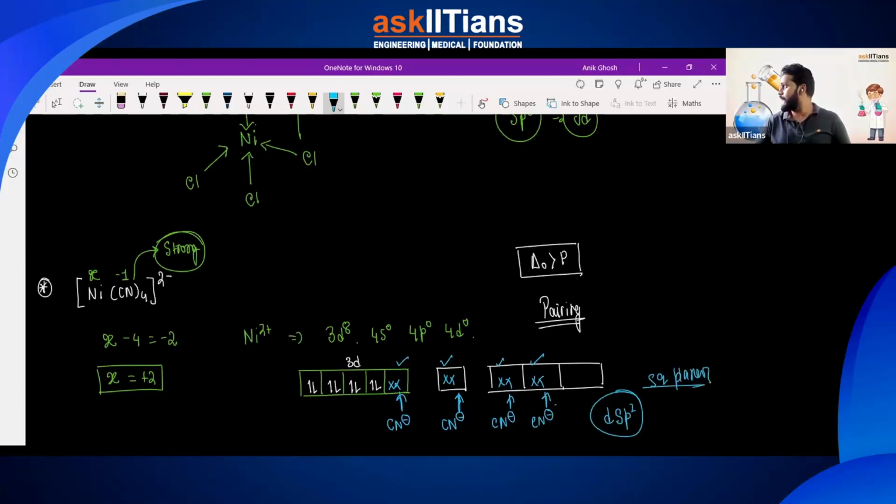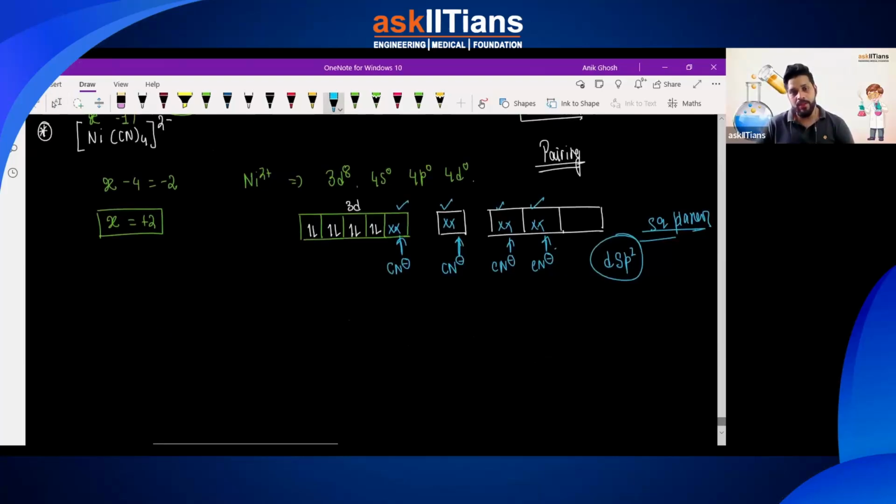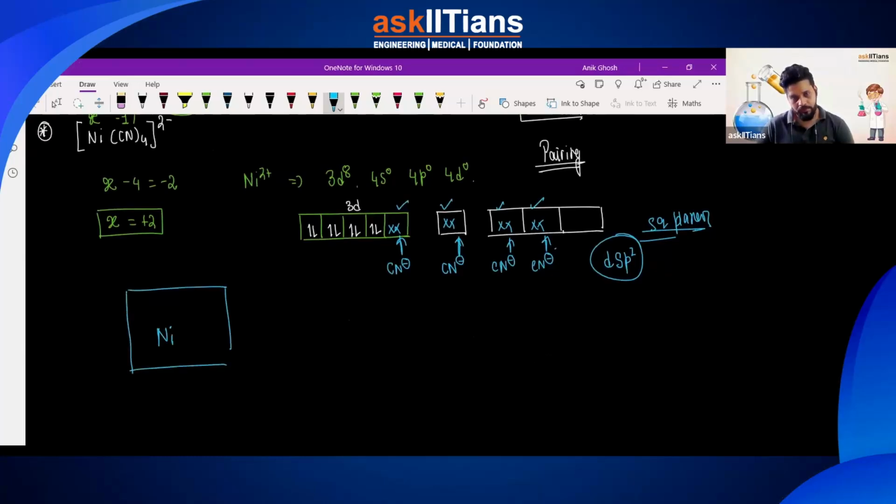Guys, see, no need to complicate things over here. The thing is very simple. Whenever you see a strong field ligand, pair the electrons up, because there the pairing energy is less. Whenever there is a weak field ligand, don't pair them up, because there the octahedral splitting is less, right? It's a very simple thing. So how is Ni(CN)4 going to look like? Ni, square planar, right? So first you make a square, and then 1 CN minus, 2 CN minus, 3 CN minus. Okay, let's solve another question now of this type.